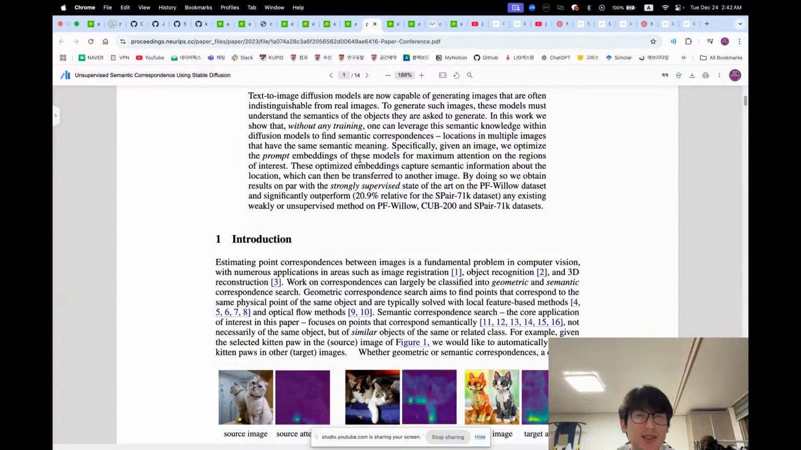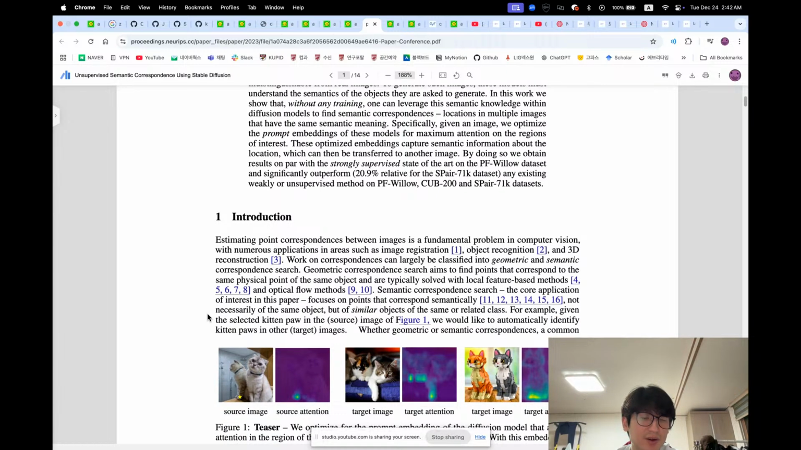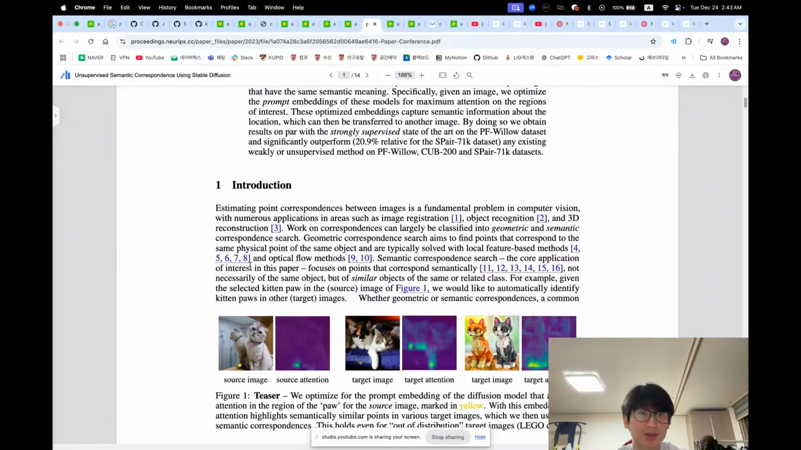So what they're doing is, given an image, they optimize the prompt embeddings so that it can have maximum attention on the regions of interest. So I guess, let's say I'm given an image with a cat, like over here at the bottom. Now I want to locate its, let's say, front paw, which is in this image. And I want to find a text embedding that has the highest attention, and then I want to use that text embedding on the target image. I'm not sure. Let's see.